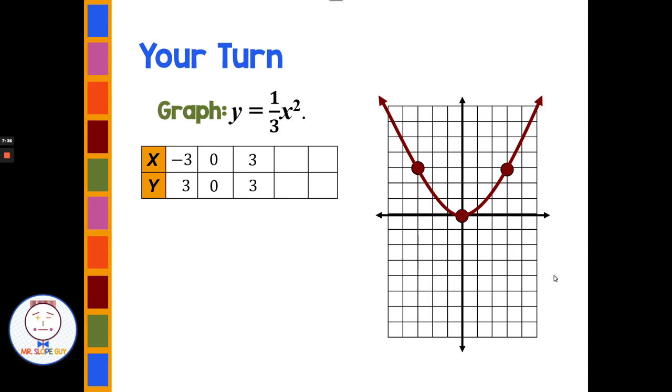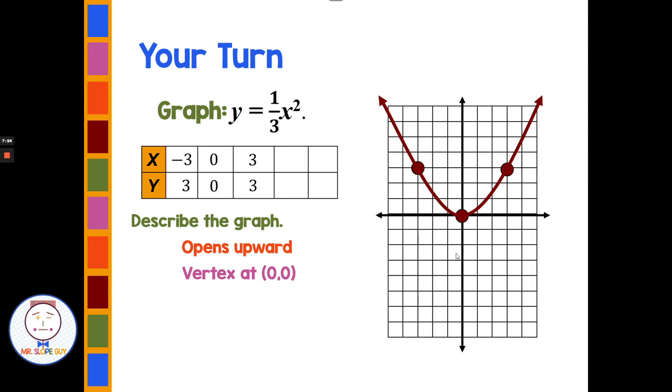So what are some key features? Describe the graph. Pause the video here and make a couple of examples of what you see on the graph. What does this graph look like? All right, a couple key features we have on this graph. It opens upward. It has a vertex at 0, 0. And it's wider than the parent function. It's wider than that y equals x squared we've been comparing everything to.